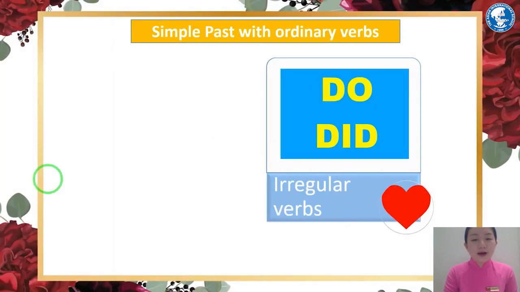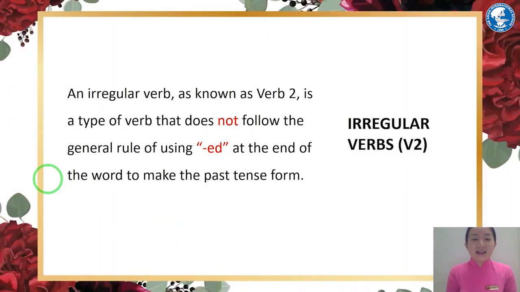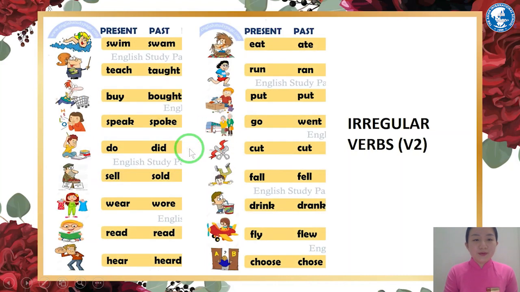Next, how about irregular verbs? An irregular verb, also known as verb 2, is a type of verb that does not follow the general rule of using ed at the end of the word to make the past tense form. Look at this picture. There are so many couples of irregular verbs. Now, can you repeat after me?